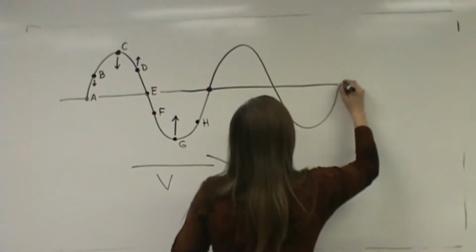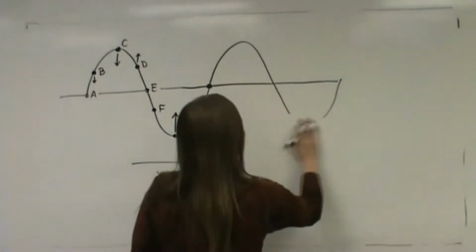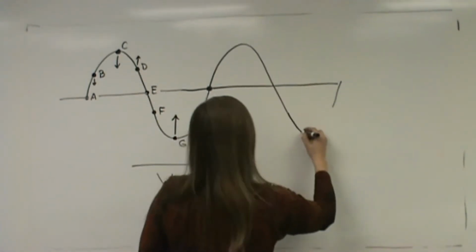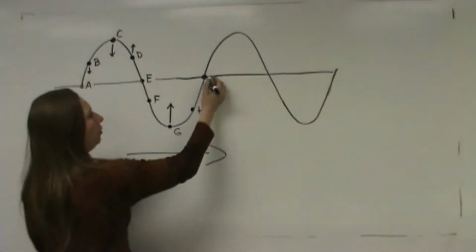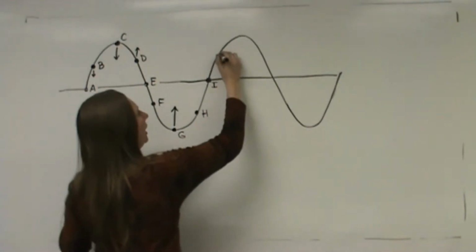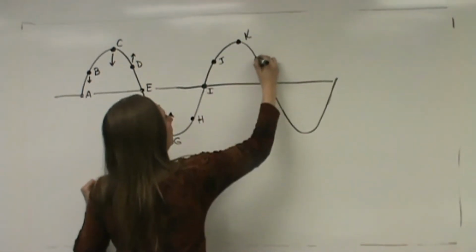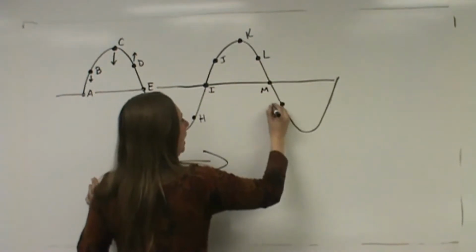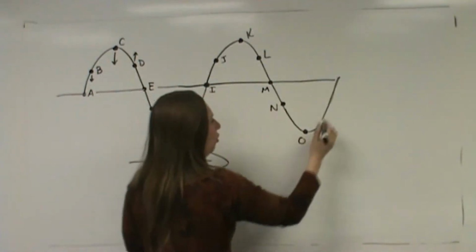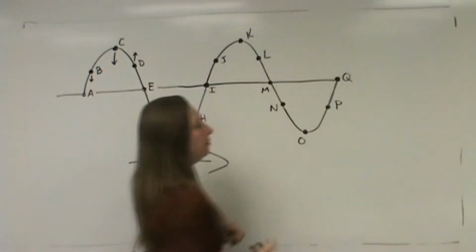So here comes my next cycle. Right there. And it should be the same amplitude. I'm trying to draw it nicely. Little bit more there. Okay. So now we've got point I, J, K, L, M, N, O, P, and point Q.